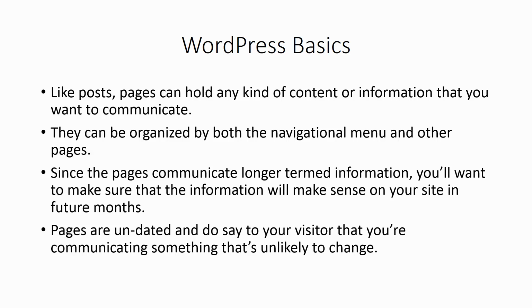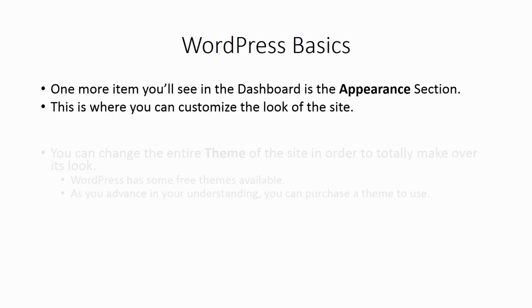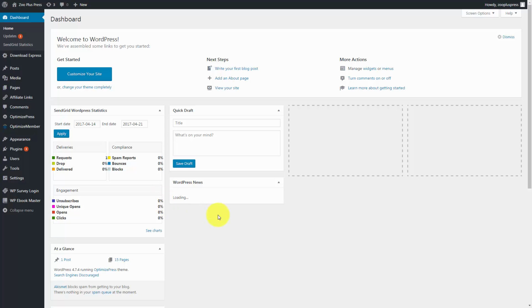Another item you'll see in the dashboard is the Appearance section. This is where you can customize the look of the site. You can change the entire theme of the site in order to totally make it over and change its look. Now, WordPress does have some free themes available, and as you advance in your understanding of WordPress, you can purchase a theme to use. As we are in the back office, you'll see that there's a link for the appearance. If we hover over it, we can see that there are themes, customization, widgets, menus, and editor, all ways that we can actually customize our WordPress website.